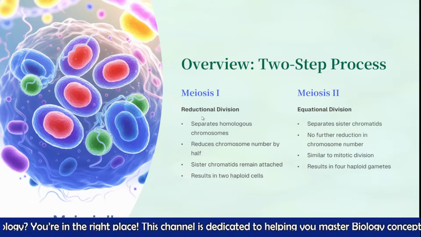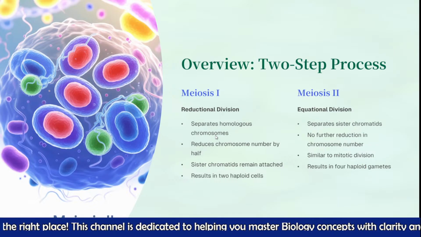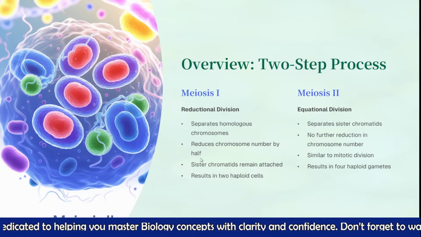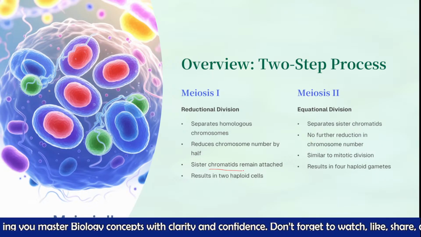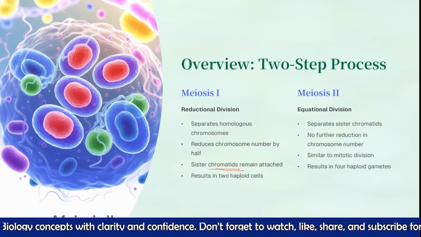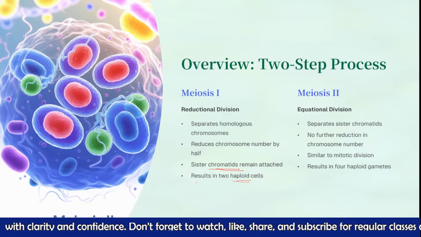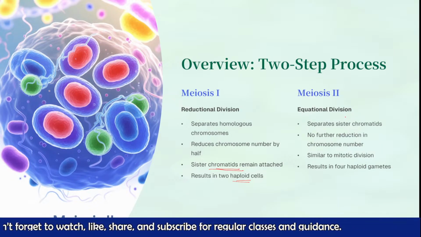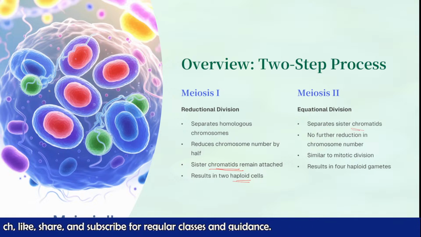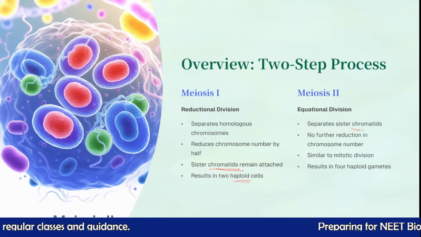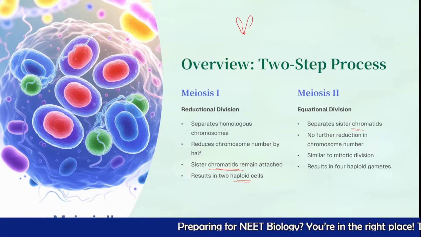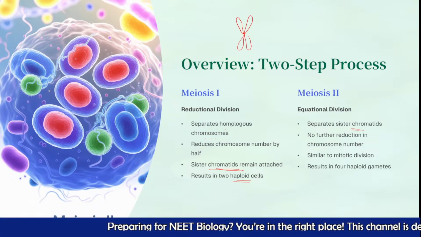So meiosis 1 is a reduction division. In that, the separation of the homologous chromosomes takes place, and the chromosome number is reduced. The sister chromatids remain attached and result in two haploid cells. These are the key events in the reduction division, or meiosis 1. In meiosis 2, equational division is there. Here, the sister chromatids separate. So in meiosis 1, which ones separate? The homologous chromosomes separate.